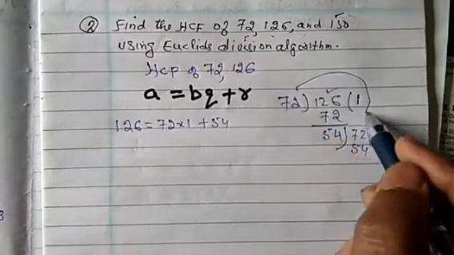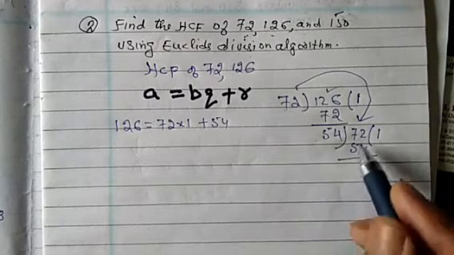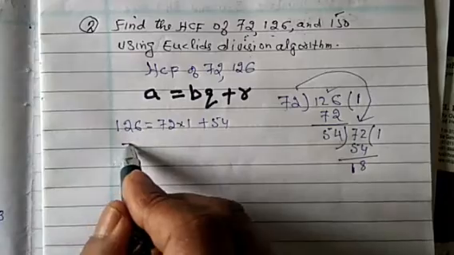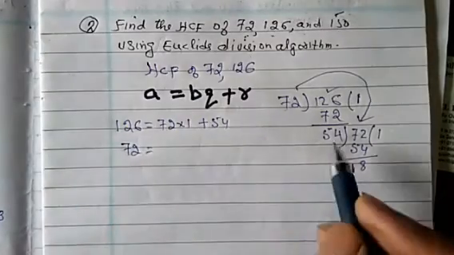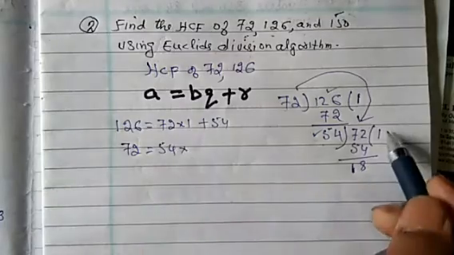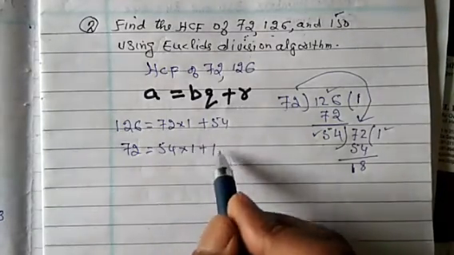This 72 is taken back here again. Then 12 minus 4 is 8, 6 minus 5 is 1. So again I'll take this 72 as dividend now. Divisor is 54. I'll write 54 here. Quotient is again 1. I'll write 1 here. And the remainder is 18 in this case.